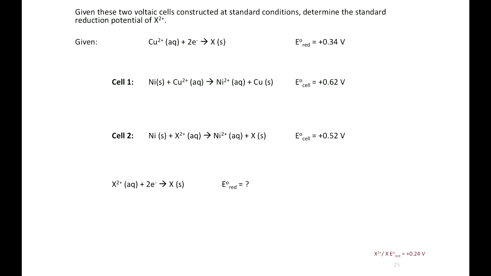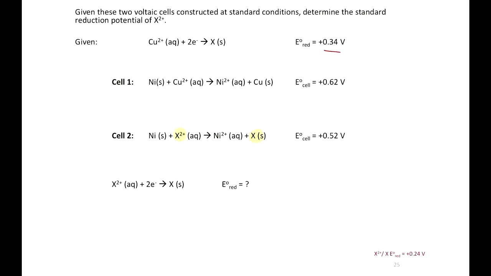So I'm telling you, okay, copper has a reduction potential of that. You can look that up. And I tell you, in this first cell, you connect copper with nickel, and you get this cell potential. You connect these 2, the anode and the cathode, you hook up your voltmeter, and this is what you measure, a cell potential of 0.62. Then you connect nickel with some unknown substance, and you get a different cell potential. So tell me, what is the reduction potential of this missing piece in cell 2? This is similar to what we did before.